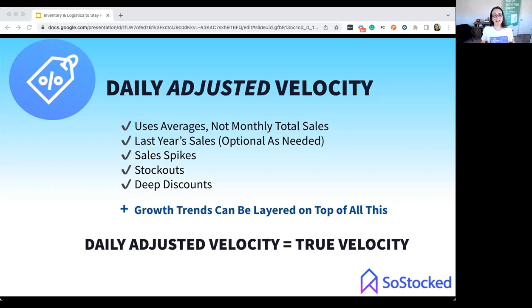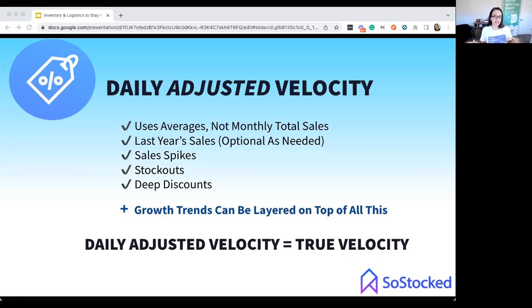However, that doesn't necessarily work if you had a stock out or a massive sales spike because some influencer mentioned you, or you were featured on a morning news show. Those things, if they're not going to repeat themselves, can skew your sales in a dishonest direction in terms of what's going to happen potentially in the future. So you want to account for sales spikes, account for stockouts, and also if you have deep discounts that you don't want to include in your future forecasting, you want to remove those too.